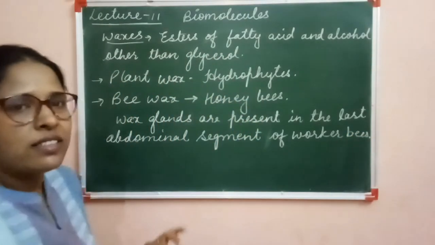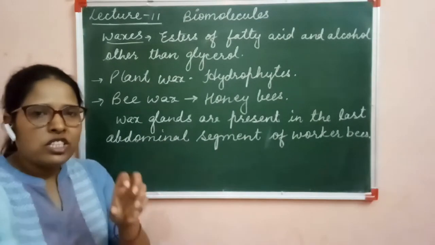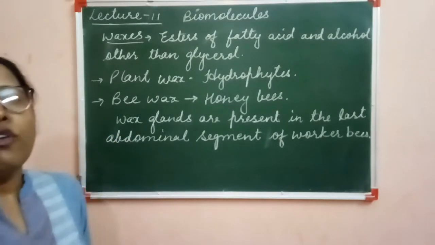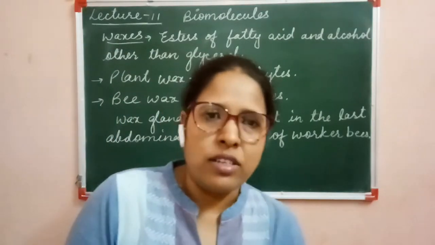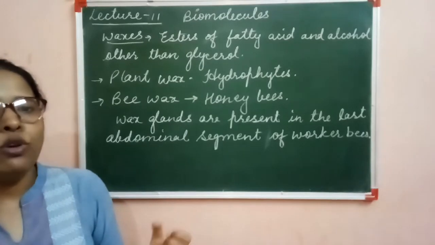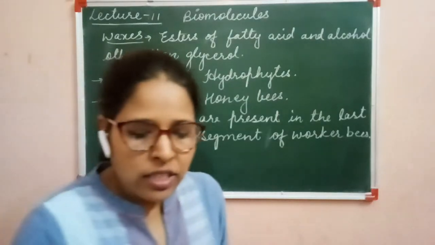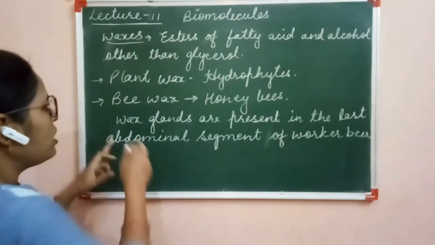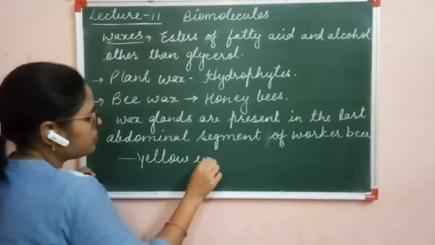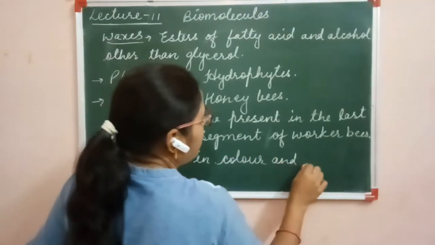This is the wax gland, and this wax is secreted by these worker bees and deposited in the beehive, and this wax is used for making candles and so on. The honey obtained from the beehive has a medicinal value, and the wax which is used is called bee wax. This bee wax is basically yellow in color, and it is soft.